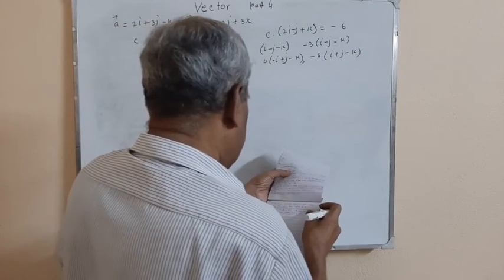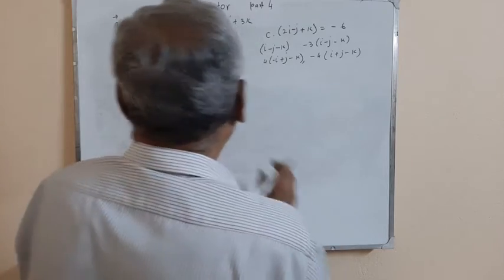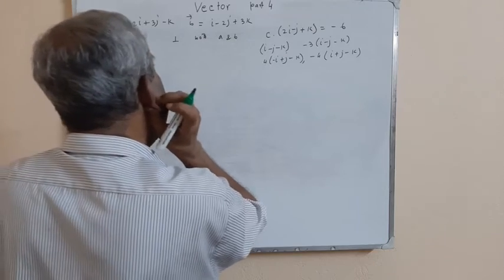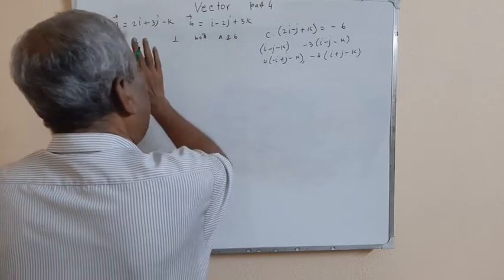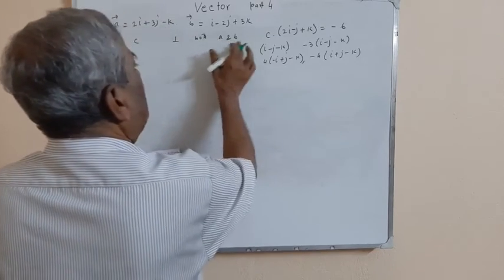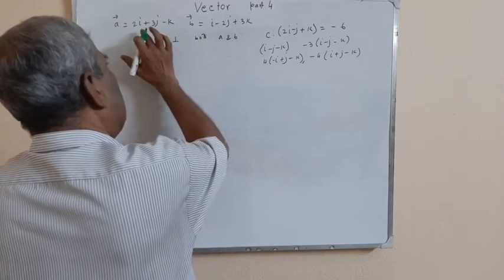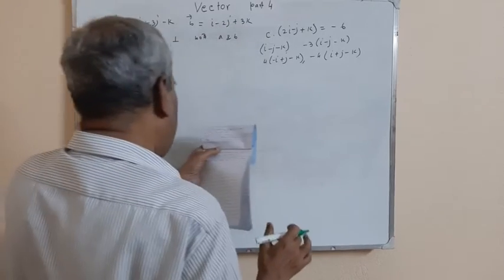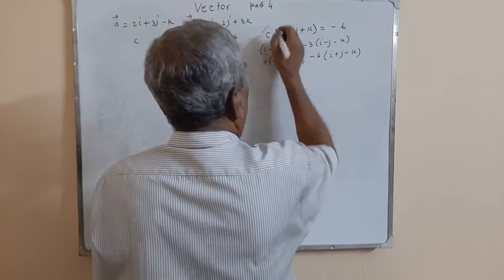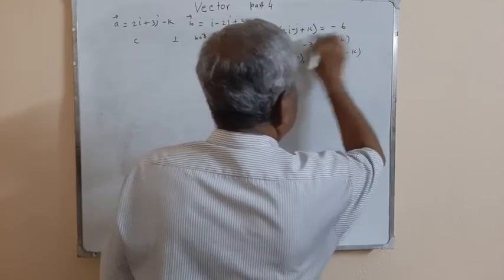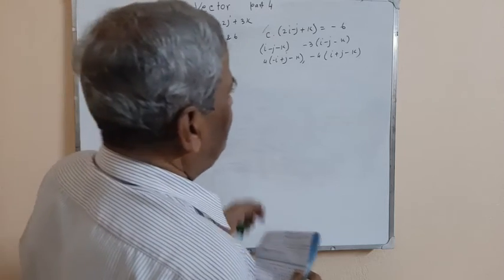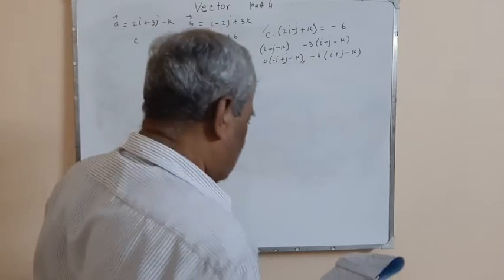Now let us see what the actual problem is. A and B are two given vectors, and C is a vector perpendicular to both A and B. C is the vector perpendicular to this and that also. And C also satisfies this equation. Then we have to find the value of C, and 4 options are there.